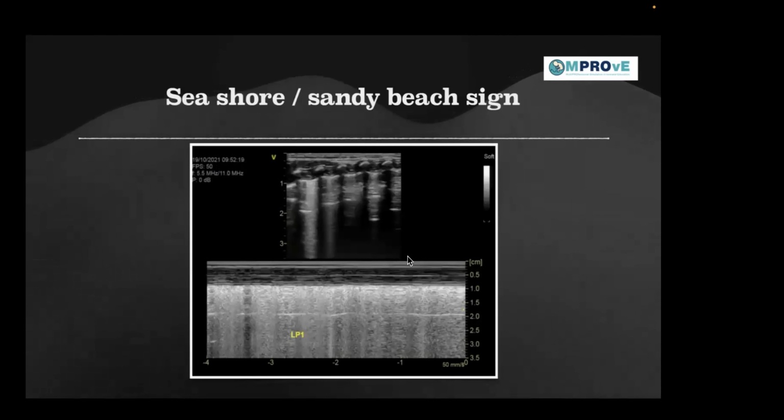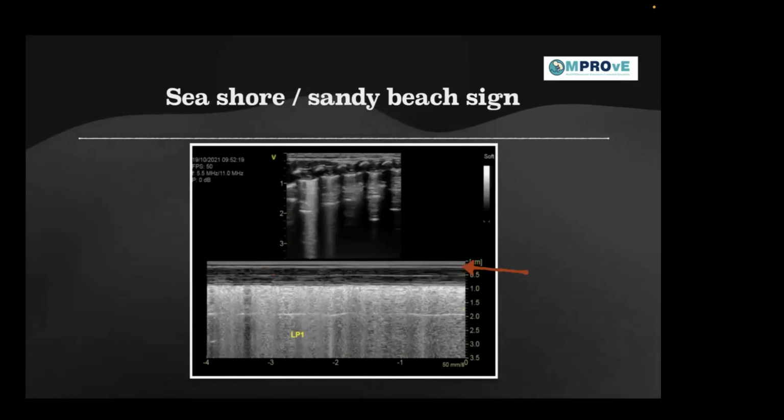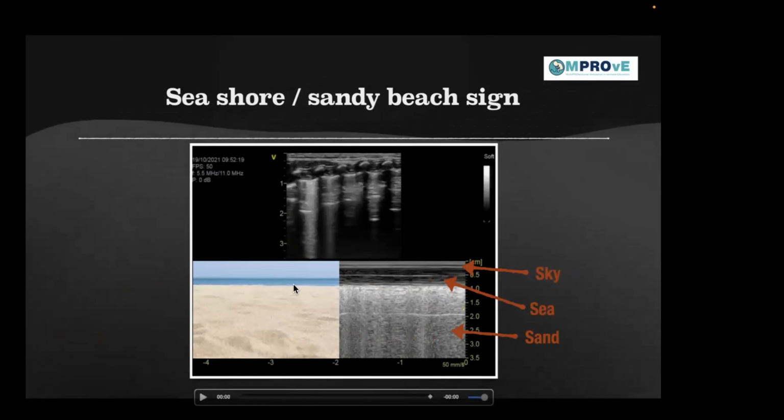And we interrogate with the M mode. So this is first the normal lung, seashore or sandy beach sign. Again, it's a stretch of imagination, as I think in radiology, you'd all love to do that. So that's your sky. That's your sea. And this is your sandy beach. And this is what it looks like. So if you can imagine, that's the sandy beach sign.